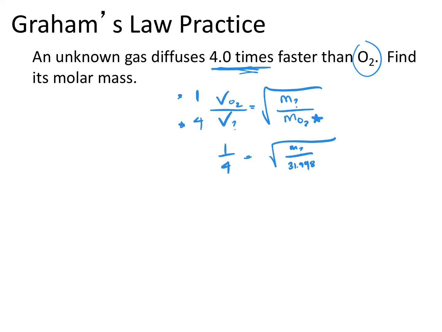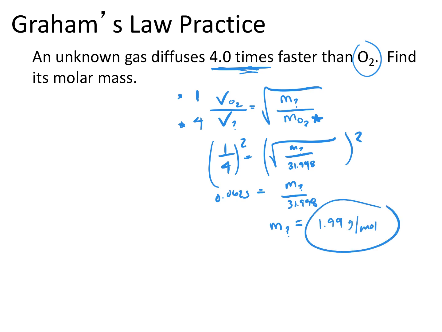That's going to allow me to manipulate and solve for the mass of my unknown. Now, the biggest mistake that people make here is they forget to square both sides. We need to get rid of the square root so we can isolate. That's going to give us 0.0625 is equal to the mass of the unknown over 31.998. The mass of the unknown gas is going to be multiplied by the 0.0625, and that's going to give us a mass of our unknown of 1.99 grams per mole.